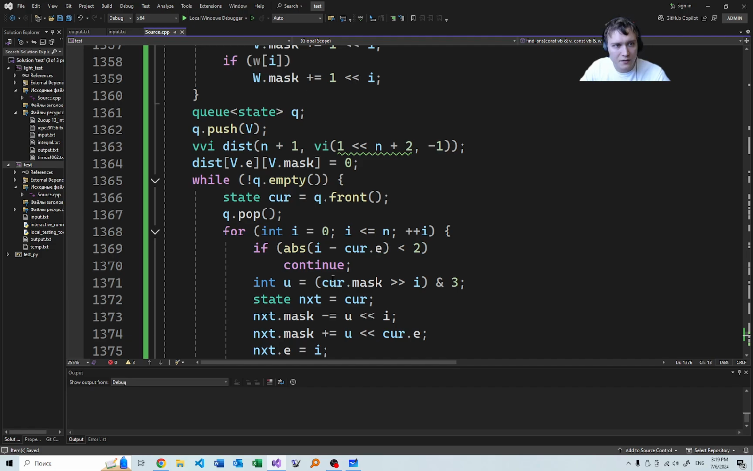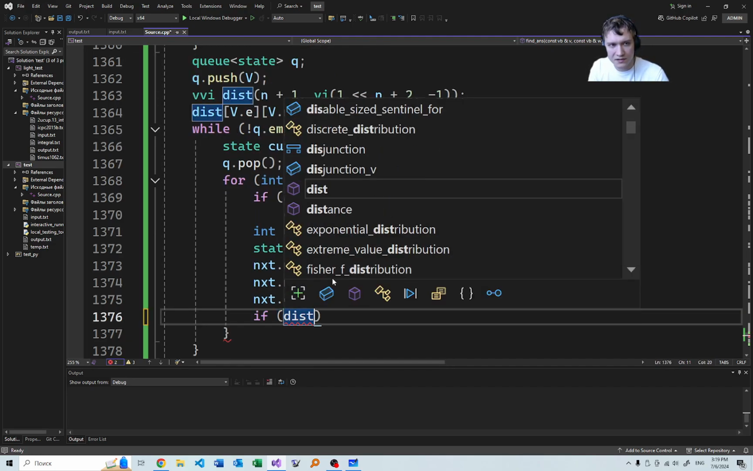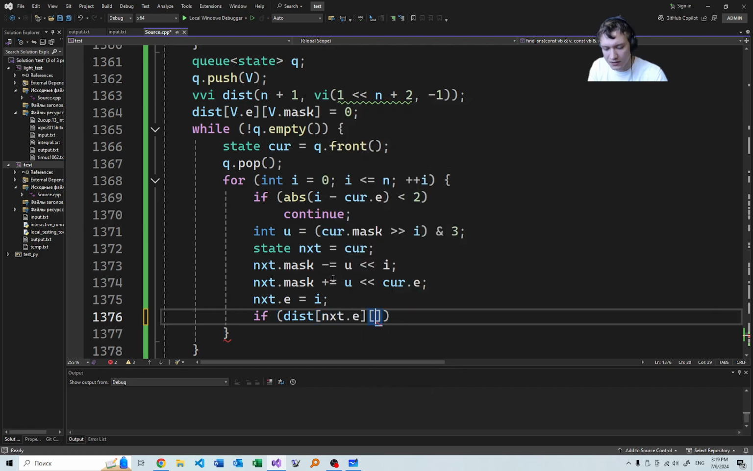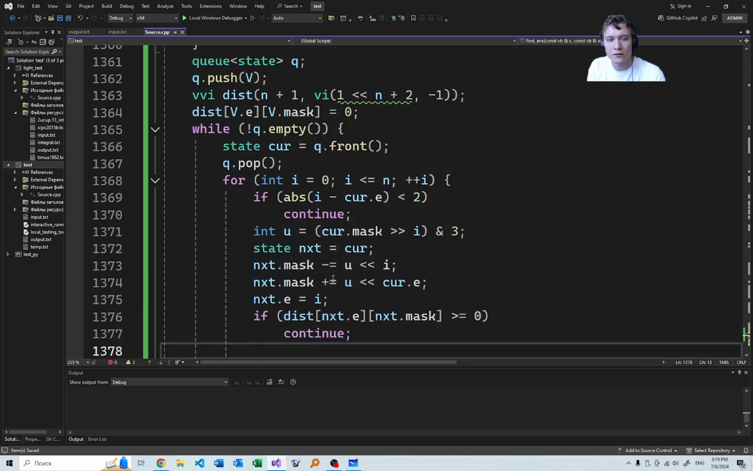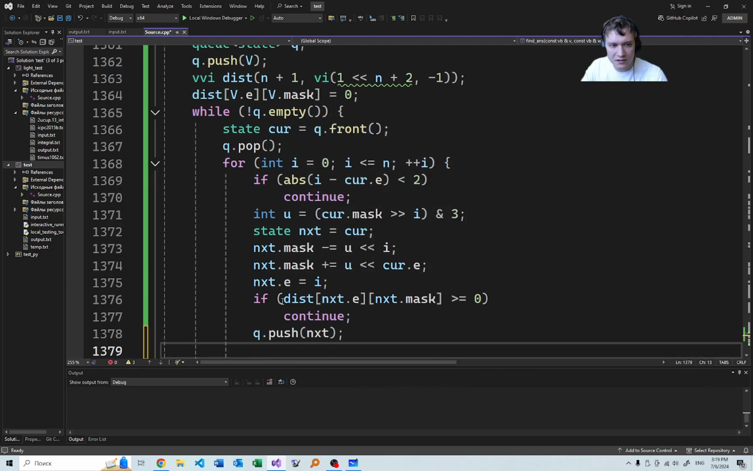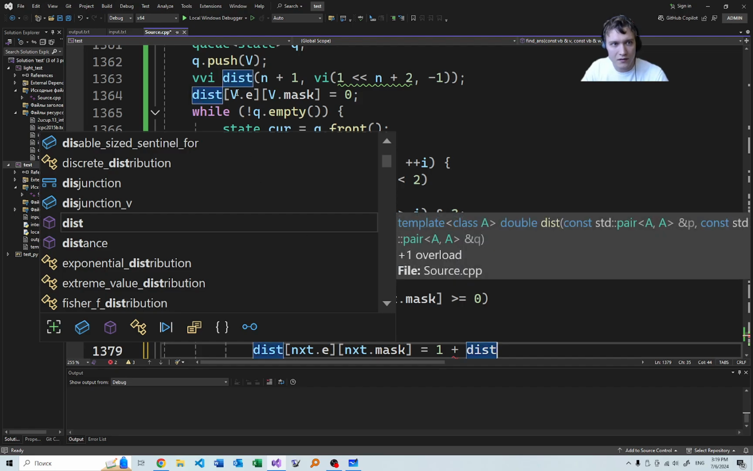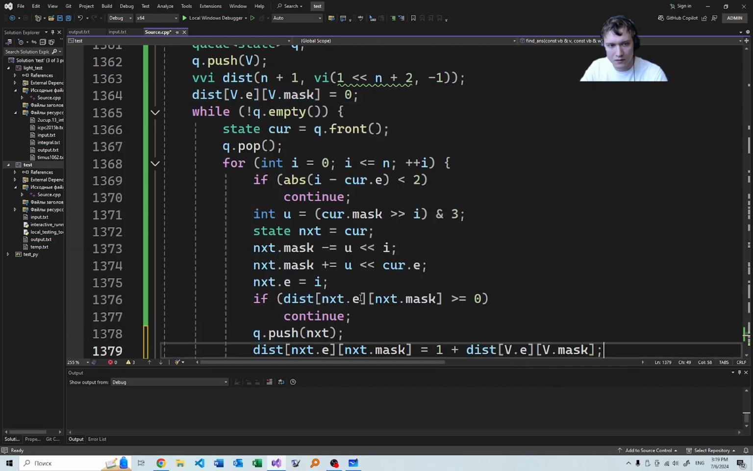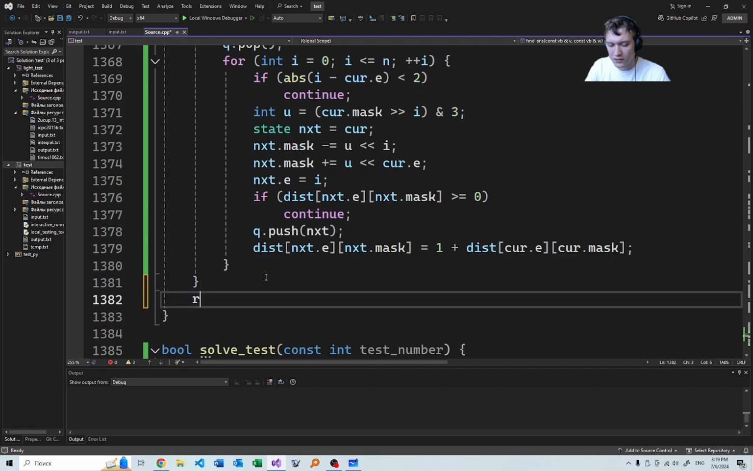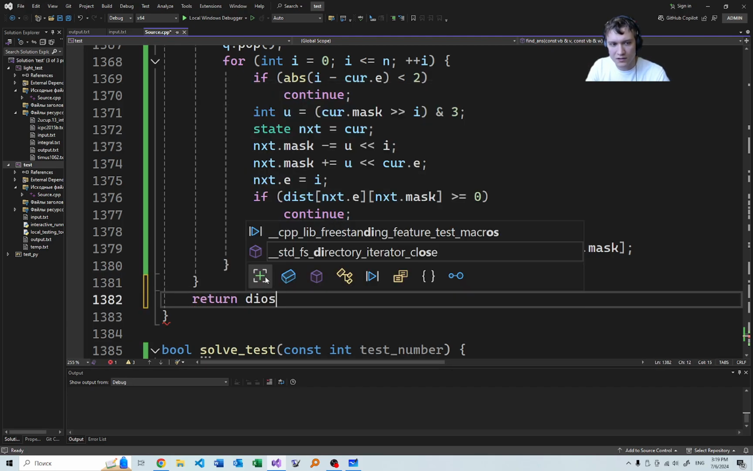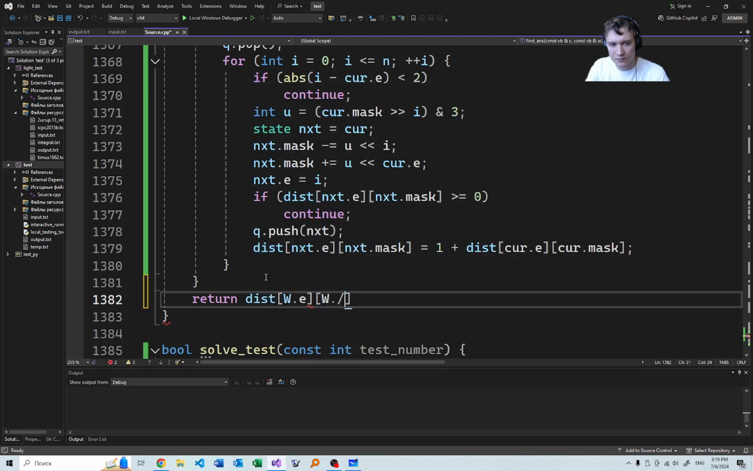Okay, then I need to say that if the distance of nxt.e nxt.mask is at least 0, then continue. Otherwise, I need to push it into the queue and say that this distance is 1 plus the distance of this one. Good. Then I need to return distance of w.e w.mask.